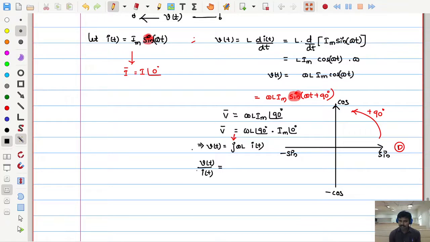What is the voltage to current ratio generally? Resistance. But in case of AC, we will not have resistance; in its equivalence, we will have impedance. What is that impedance? It is j omega L. This will have the units of ohms. So this can also be represented as j into XL, where XL is referred to as inductive reactance, which is equal to omega L.